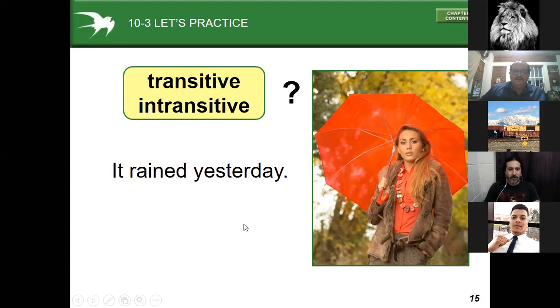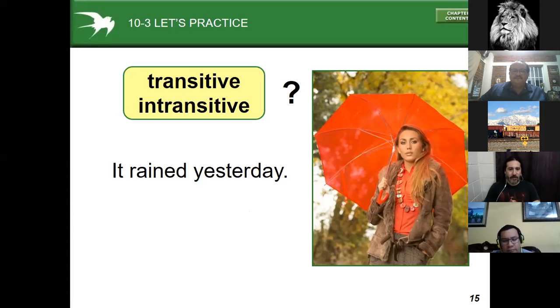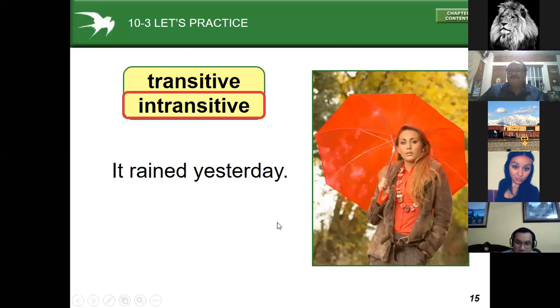Intransitive. Okay, because the action is a specific day, yesterday. It will be when, right? Exactly. It's different if you say it rained water, but it's also silly, right? Or probably you can say, in the Joker's movie, you can say it rained money. In some movies, you can see that, right? It's raining money. Okay, so it is intransitive, right?